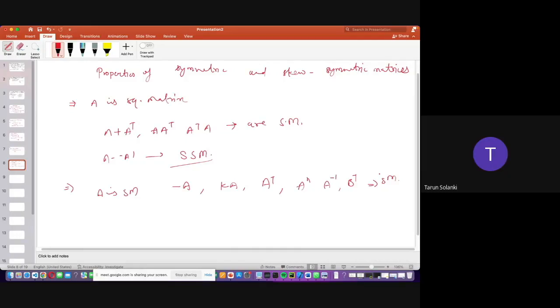If A is a square matrix, then A plus A transpose is symmetric, and A minus A transpose is a skew symmetric matrix. And if A is a symmetric matrix, then minus A transpose and A minus 1, B minus 1 are symmetric matrices.